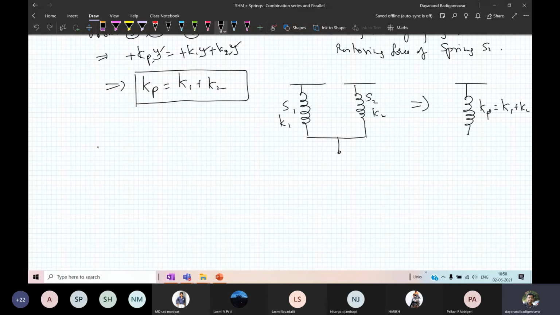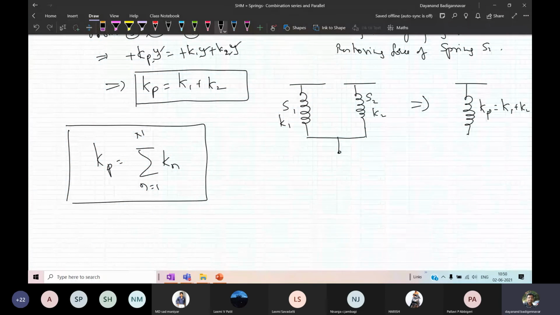If there are n number of springs, then Kp can be written as the summation of Kn, where n is equal to 1 to n.